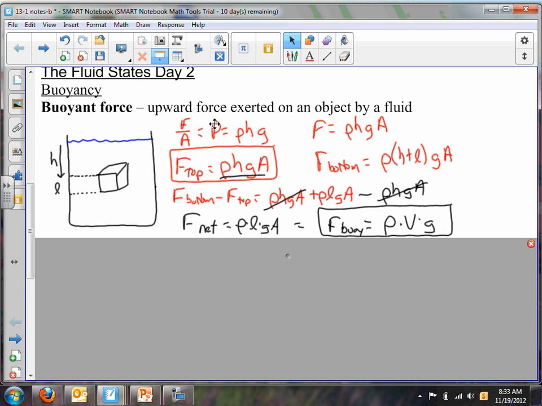So notice it really depends on density times volume, which is mass, and m times g is weight. Your buoyant force is really the weight of the fluid that's displaced by that submerged object.